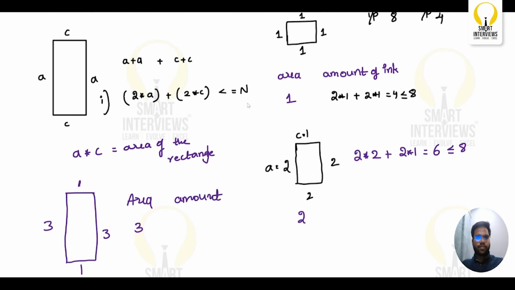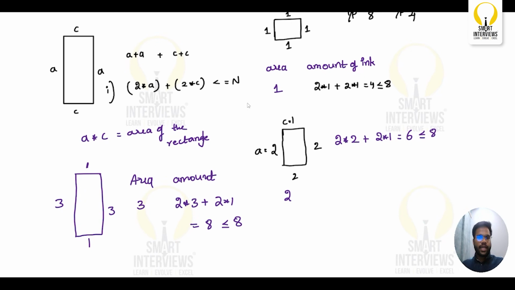Let's replace the values of A with 3 and C with 1. So 2 into 3 plus 2 into 1, which is equal to 6 plus 2, 8, which is again less than or equal to 8. So even this is a valid rectangle that we can draw from the ink present in his pen.